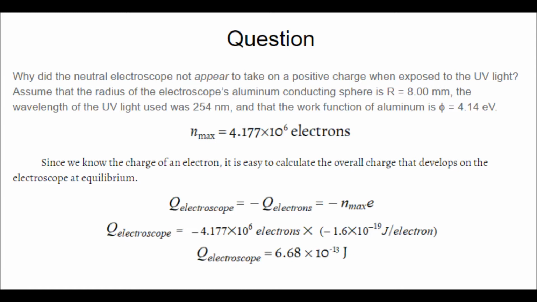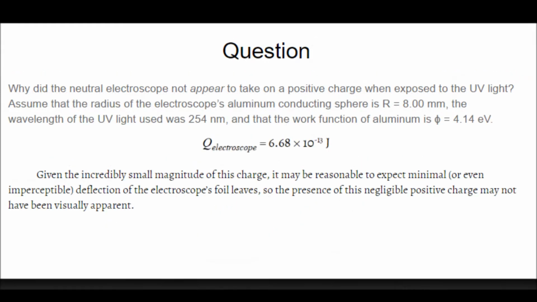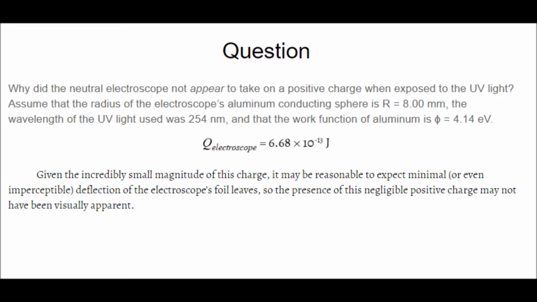Since we know the charge of an electron, it is easy to calculate the overall charge that develops on the electroscope at equilibrium. Keep in mind that the charge on the electroscope will be equal to the opposite of the charge of the emitted electrons. After plugging in the values, we find that the charge on the electroscope was 6.68 times 10 to the negative 13th joules. Given the incredibly small magnitude of this charge, it may be reasonable to expect minimal or even imperceptible deflection of the electroscope's foil leaves, so the presence of this negligible positive charge may not have been visually apparent.